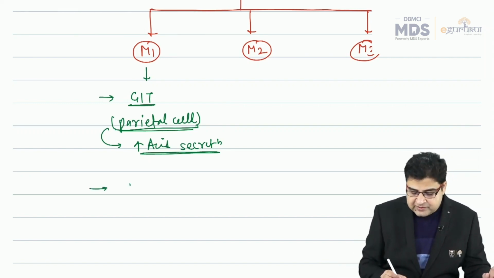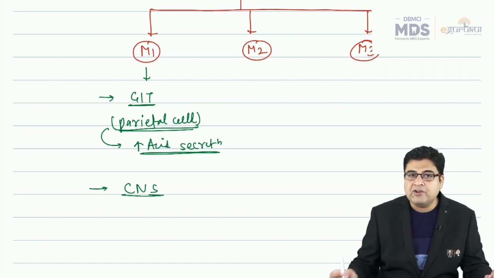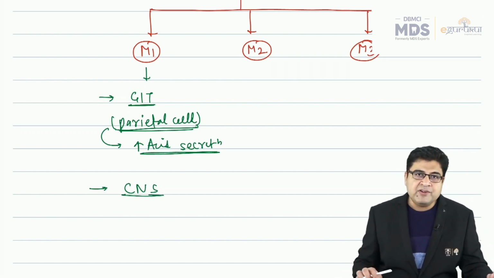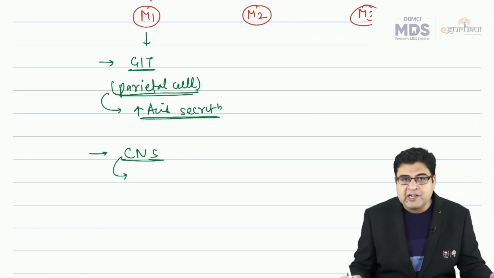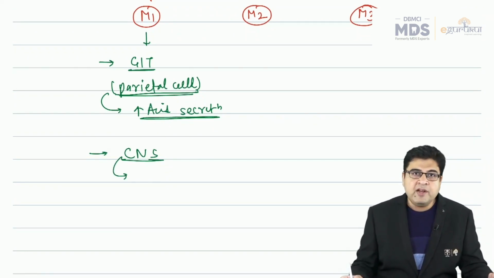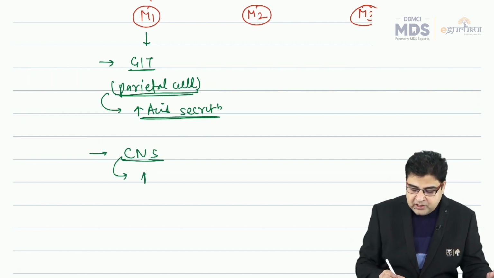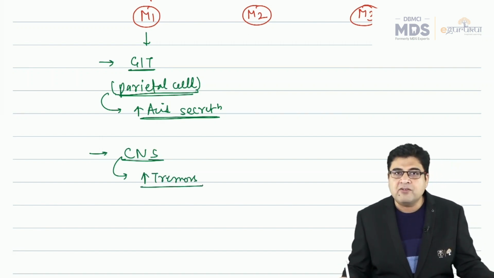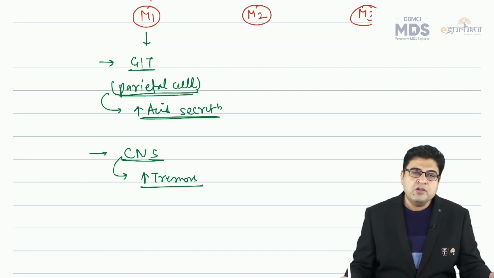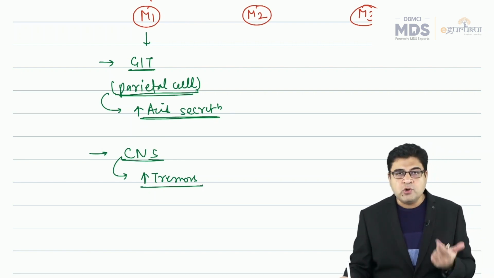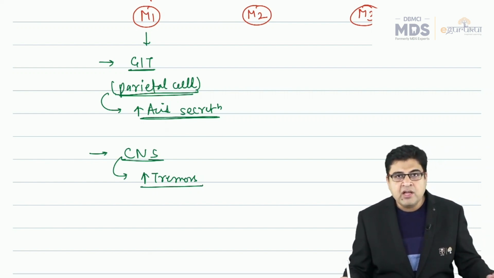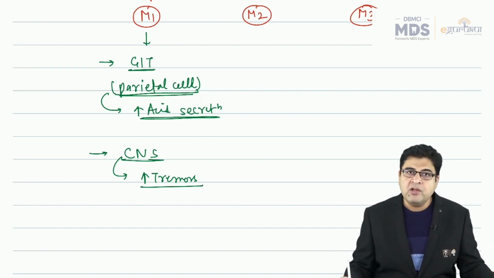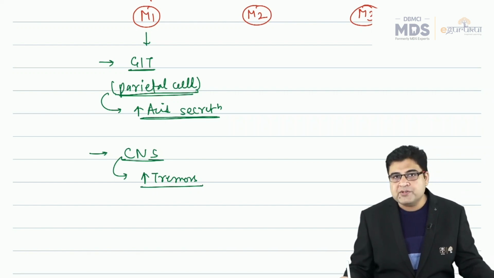The muscarinic 1 receptor is also present in the central nervous system. Whenever I stimulate the muscarinic 1 receptor, the CNS centers are also stimulated, and that can result in tremors as a manifestation. So the muscarinic 1 receptor has 2 locations: one is the GIT parietal cell, where it leads to acid secretion, and the second is the central nervous system, where it is associated with tremors.